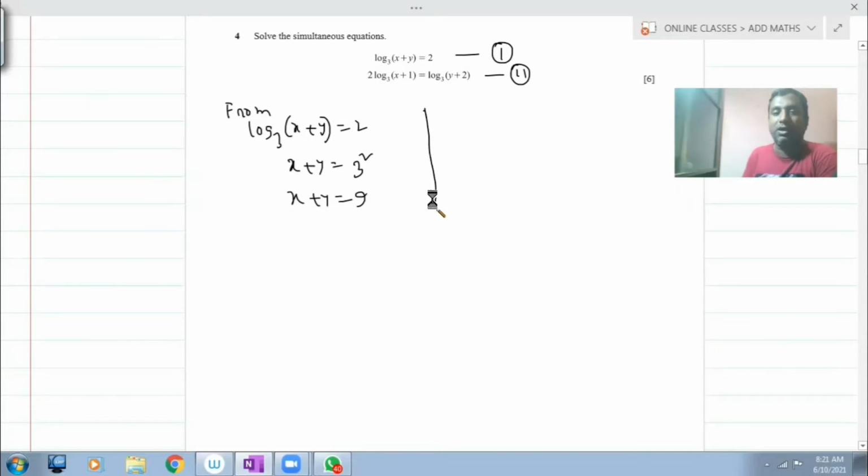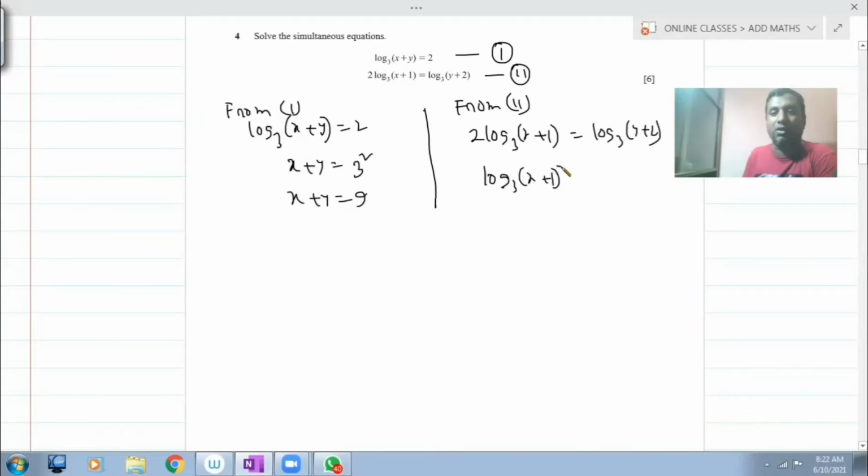In that same way, if we try for 2, let us write here log 3 of x plus 1 whole squared, log 3 of y plus 2. Before the log, we can keep it as a power. So x plus 1 whole squared equals log of 3 raised y plus 2. Now let us cancel this log 3 from both sides. So we can write here x plus 1 whole squared equals y plus 2. So x squared plus 2x plus 1 equals y plus 2.